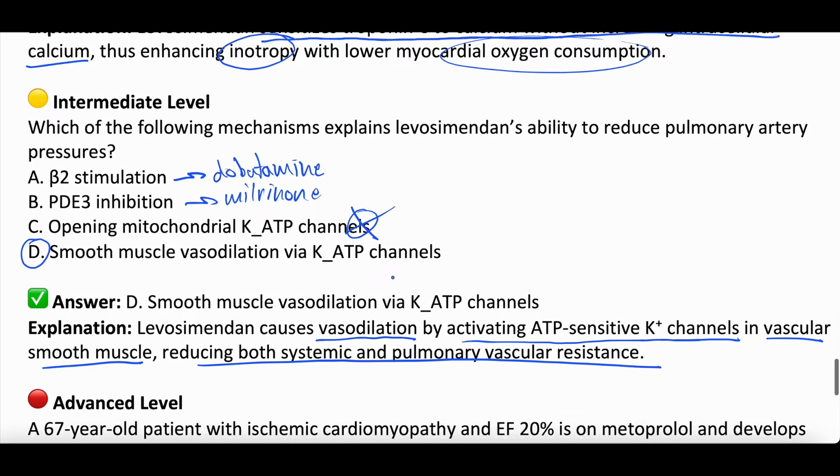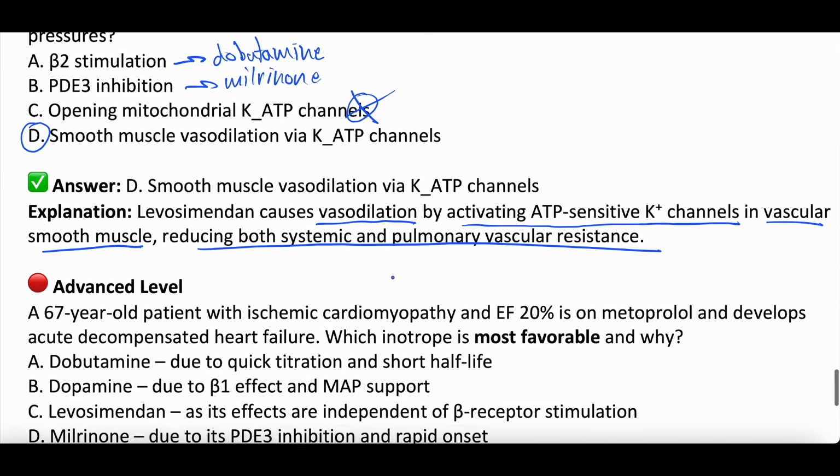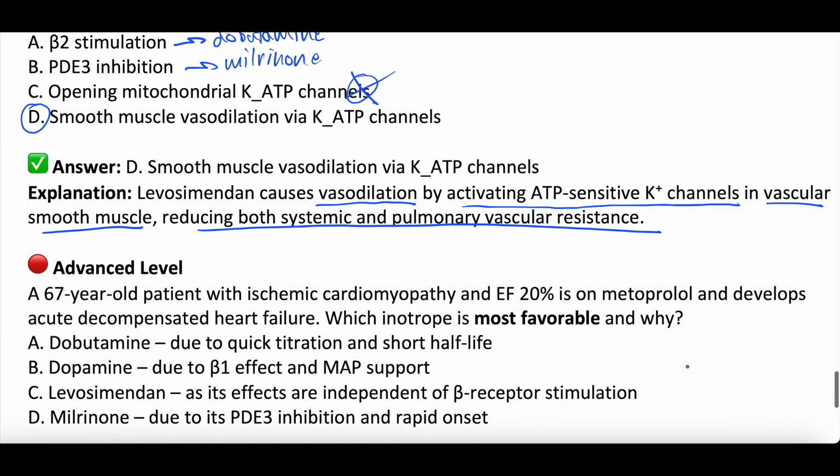All right, last but not least, advanced level. A 67-year-old patient with ischemic cardiomyopathy and ejection fraction of 20% is on metoprolol and develops acute decompensated heart failure in one of the countries in which levosimendan can be used. Which inotrope is most favorable and why? A. Dobutamine due to quick titration and short half-life. B. Dopamine due to beta-1 effect and MAP support. C. Levosimendan as its effects are independent of beta receptor stimulation. D. Milrinone due to its PDE3 inhibition and rapid onset. Pause here if you need more time.